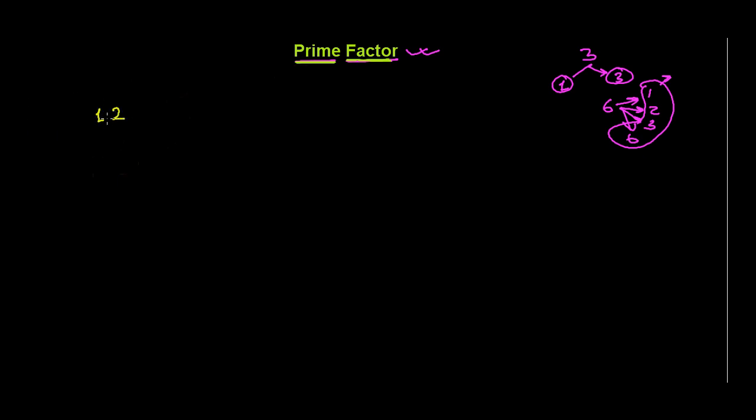Suppose here I have a number 12 and I'm going to write all the factors of 12. So the first factor of 12 is 1, all right, and the second factor is 2, the third factor is 3, and 4 is also a factor of 12, 6 is also a factor of 12, and 12 itself is also a factor of 12. These all numbers, 1, 2, 3, 4, 6, and 12, can divide 12 without any remainder. So that's why these are factors.